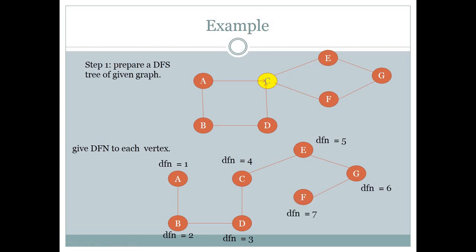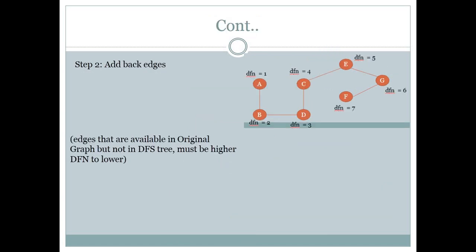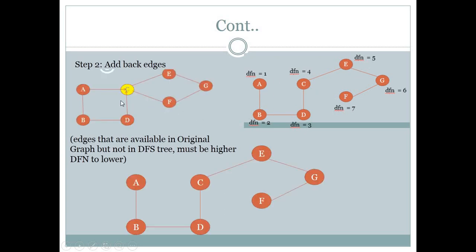So this is step number 1. We have prepared a DFS tree for the given graph and also assigned a DFN to each vertex. Now our step number 2 says add back edges. Back edges are those that are available in the original graph but not in the DFS tree. Here we have the DFS tree, and our original graph is here.